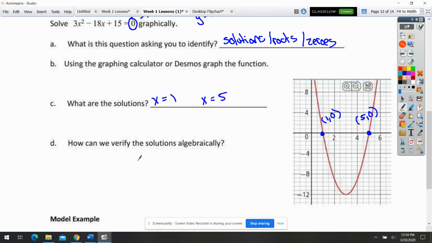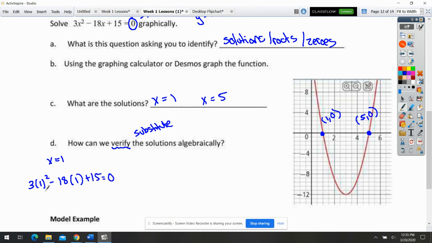Okay. Now, how can we verify them algebraically? Anytime you're asked to verify algebraically, they just want you to substitute. So first we're going to substitute x equals 1 into the equation. Instead of putting x, I'm going to replace everything with 1. So I'm replacing x with 1, plus 15, and this should equal 0.